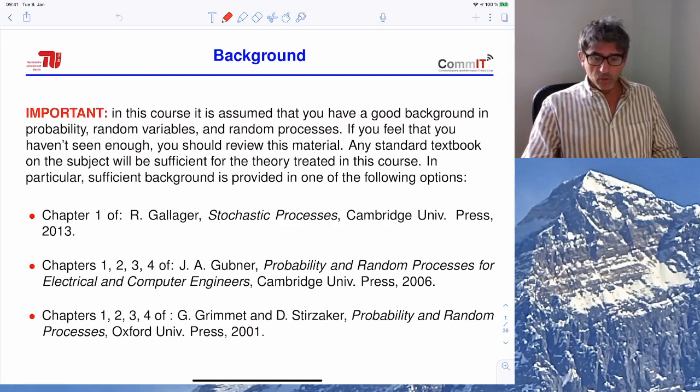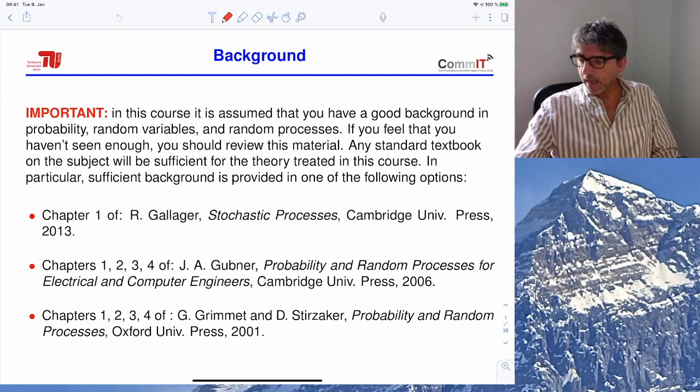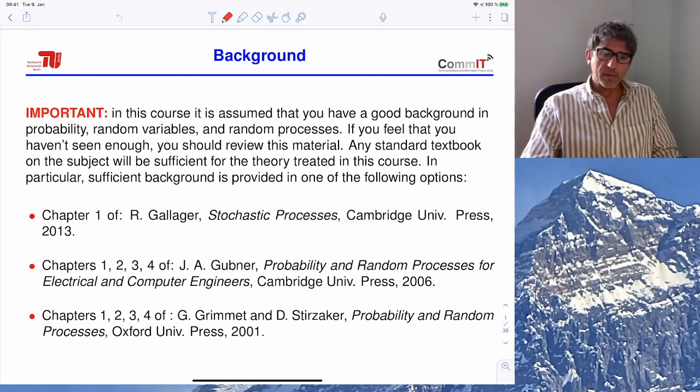This is a homework, self-study, and is necessary because otherwise you will get very easily lost in the notation and in results that we're going to use routinely, and I cannot re-explain the whole probability theory in this course because this would be out of place. So here I have indicated some sources that you can use to study this material, to review this material.